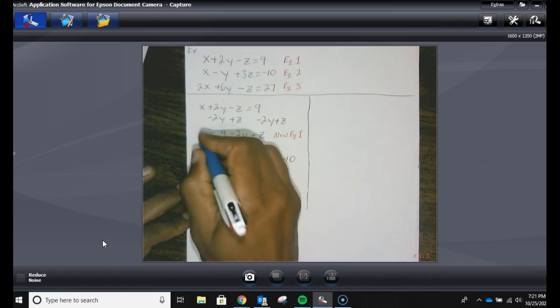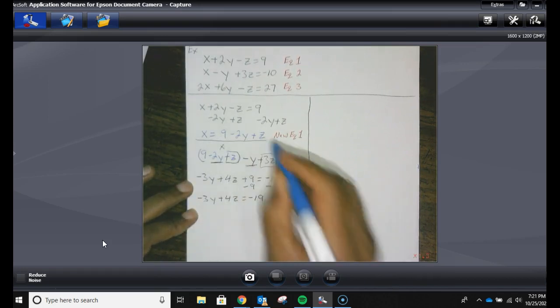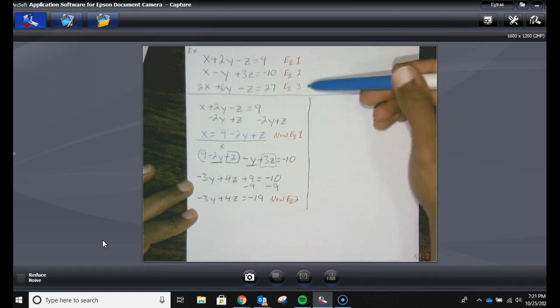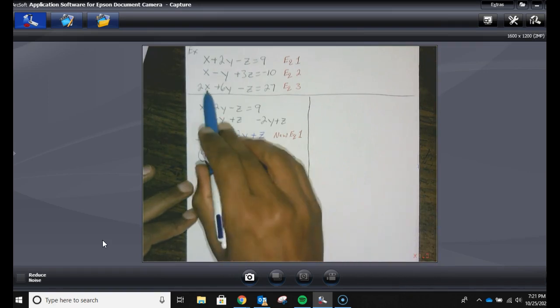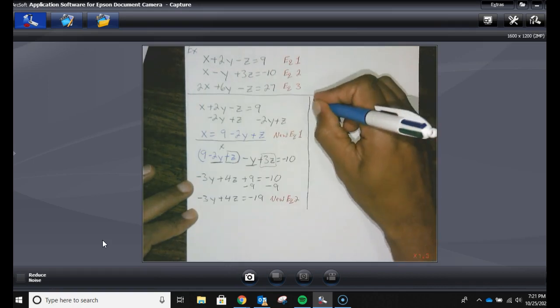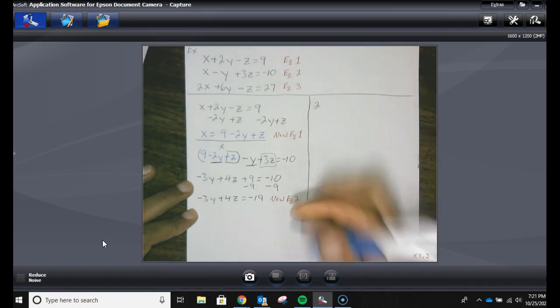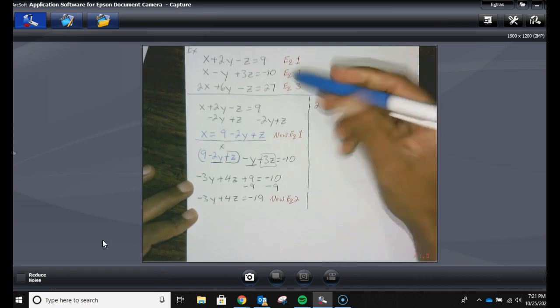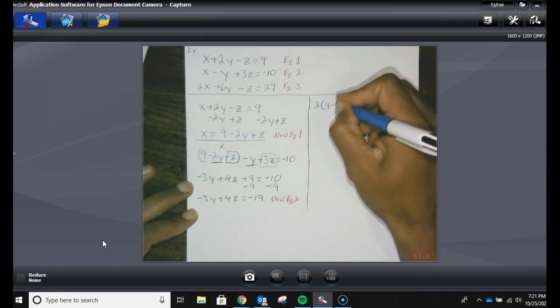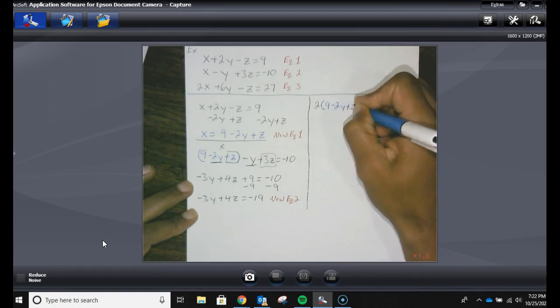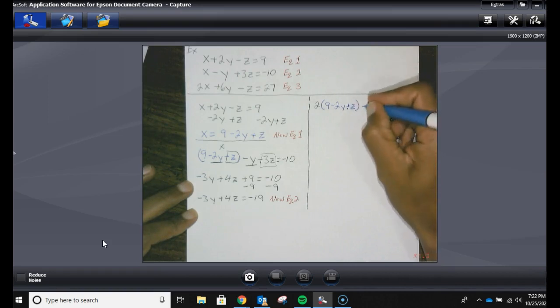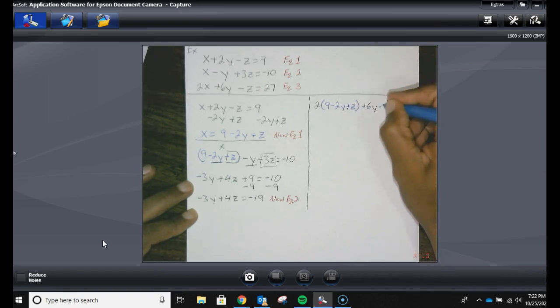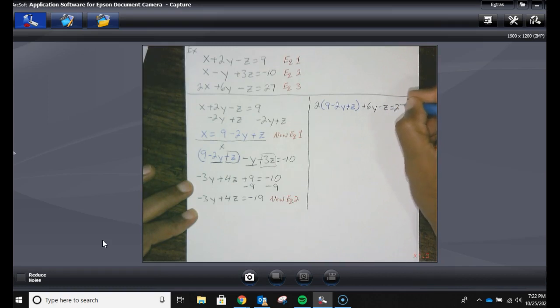Over here next to this, I'm going to do the exact same thing, except I'm going to plug this that I have for x, my new equation 1, into equation 3 to get a new equation 3. All right, so let's do that. In place of x, I'm going to put 9 minus 2y plus z. And then I finish writing the equation. So plus 6y minus z equals 27.